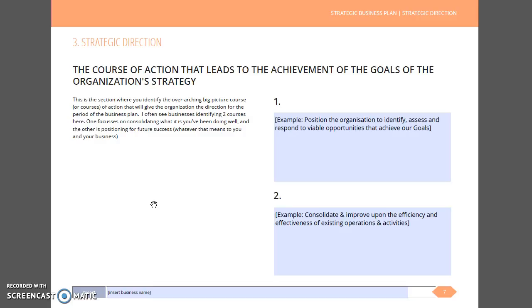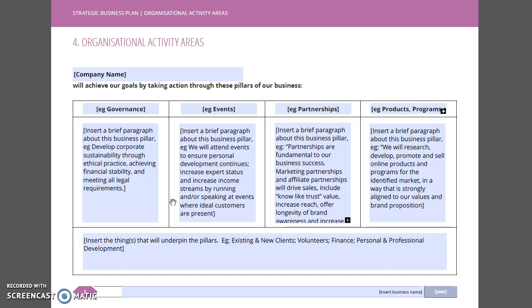One is to position the organization to identify, assess, and respond to viable opportunities that achieve our goals. Now, what that's saying is just we're going to position the organization so that we can identify and adequately respond to future opportunities. And the second umbrella is to consolidate and improve upon what we're already doing, basically. So improve the efficiency and effectiveness of the existing operations. So for my company, they're the two umbrellas that sit across the top when it comes to strategy.